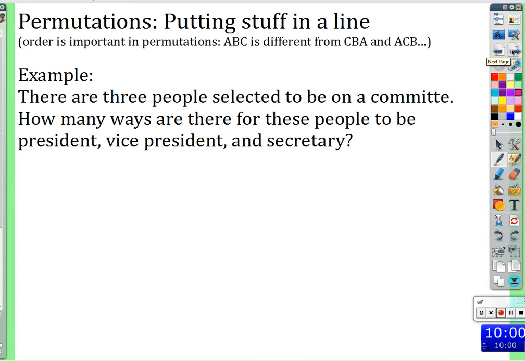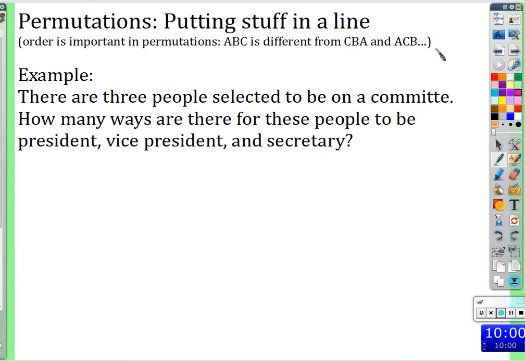A permutation is, say you have the letters A, B, and C. A permutation is a unique way to order them, okay? So we're putting stuff in a line, and the word line is important. Line, to me, implies an order, right? There's a first place and a second place and a third place, essentially. Okay. So A, B, and C is different from C, B, A, is different from A, C, B, is different from B, C, A, is different from B, A, C, is different from all those different possibilities.